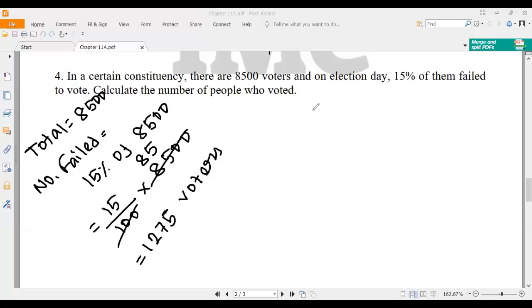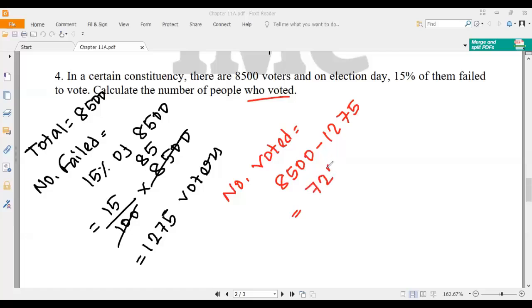Now the question says calculate the number of people who voted. So the number of people who actually voted will be 8,500 minus 1,275. Now, subtracting 1,275 voters from 8,500, we will get 7,225 voters who actually voted on this election day.